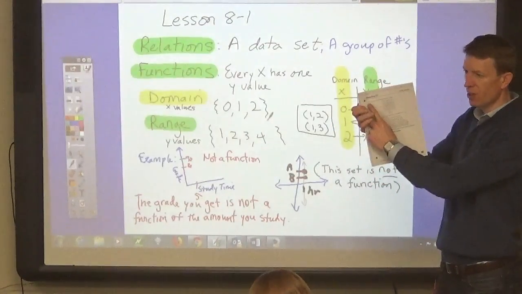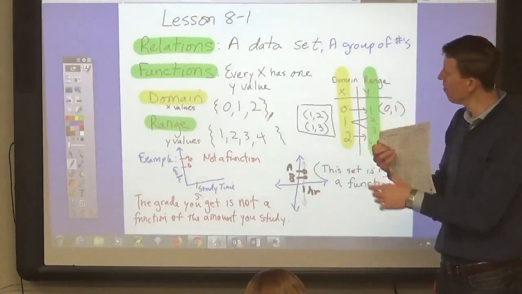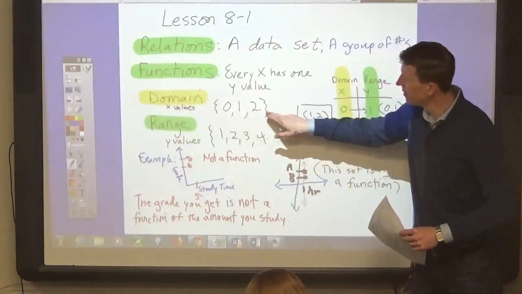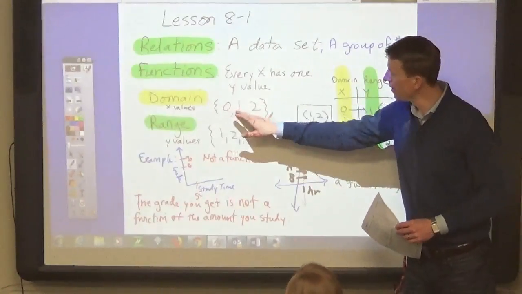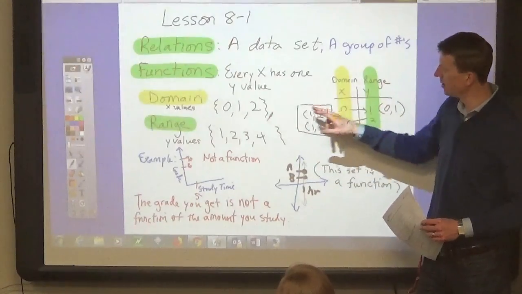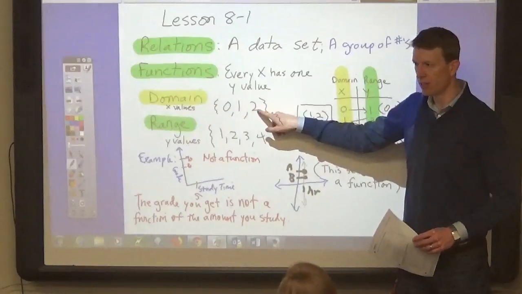sometimes it'll ask you, list the domain. When it says list the domain, this is how you list them. You put brackets around the edges, and then you write them out separating them by commas, 0, 1, and 2. 0, 1, and 2. Does everybody see that?